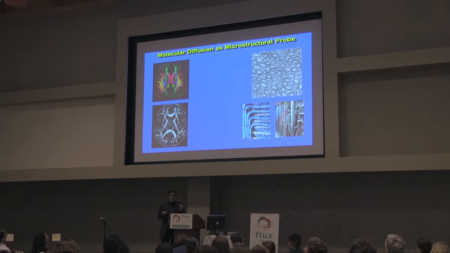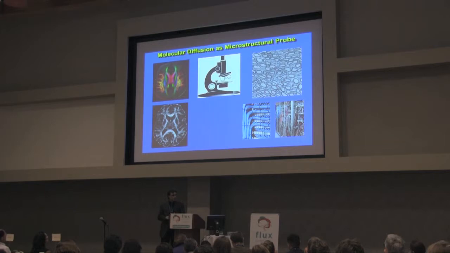And what is it we want to quantify? We want to quantify something about axonal membrane, about myelin density, about axon packing, the coherence of the wiring, and so on. And so the hope is that we need a microscope to do this. Well, our microscope is an MRI scanner, and the hope is that we can link these two things together.